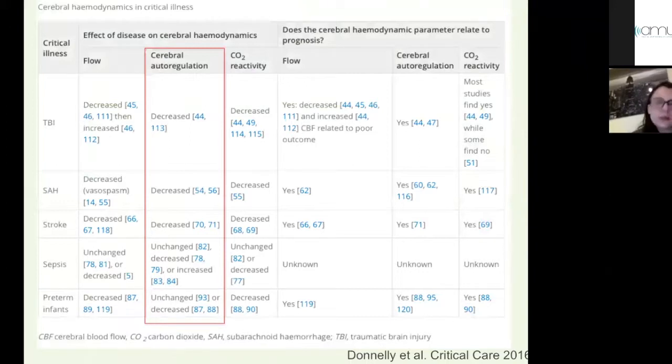We have to know it because basically an impairment of the autoregulation is strictly correlated with a poor outcome. This is a very nice review, which has been written by my colleagues in Cambridge, Joseph Donnelly, who is a great PhD student. And as you can see here, not just in neurocritical care patients like in TBI, subarachnoid hemorrhage or stroke, but even in patients with sepsis, for example, or preterm infants, an impairment of the autoregulation is able basically to determine a poor outcome in our patients.